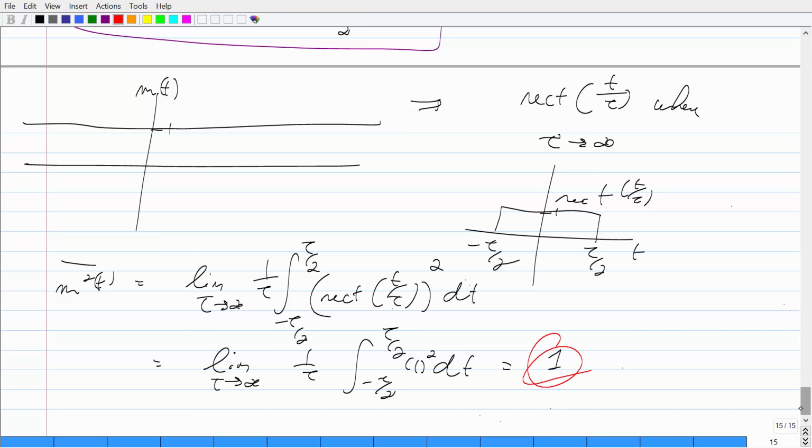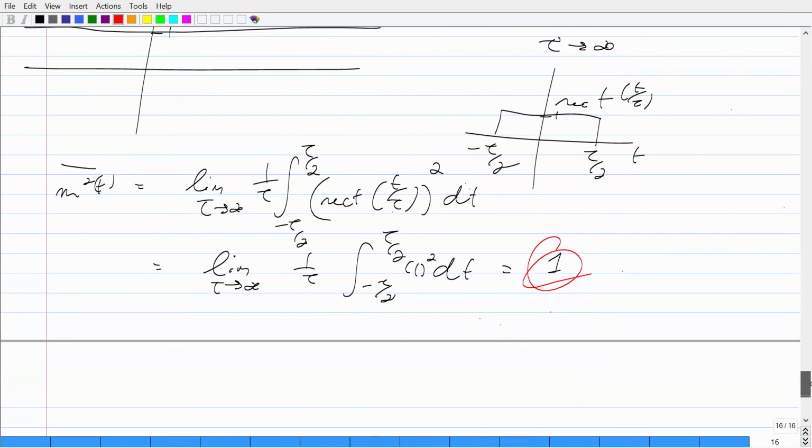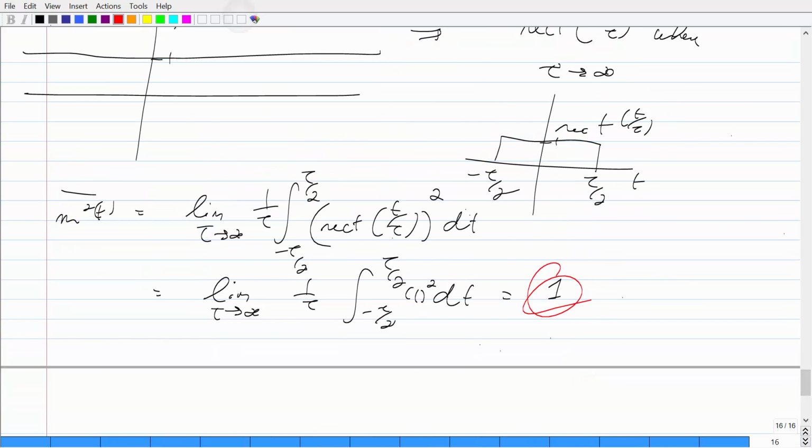So it's just equal to 1. In general, if you had a rectangular pulse of height a, then the power will be simply a squared. That's in general, but anyway, we can just do it like that. So that would be the power of that single flat line.